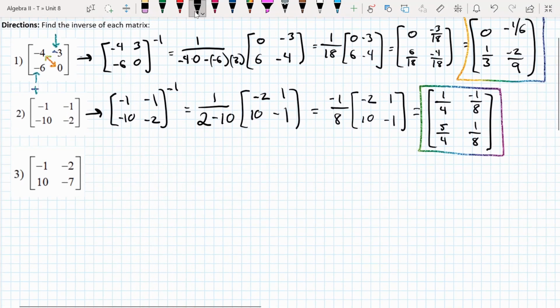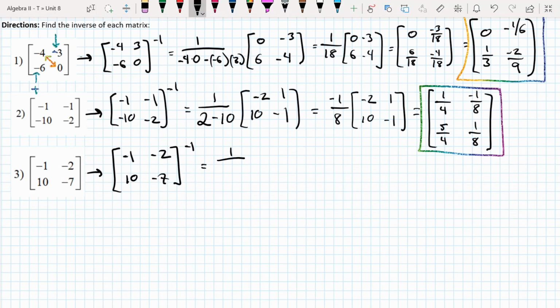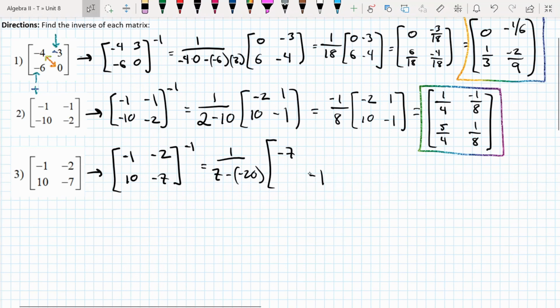All right, and let's wrap up the video by going through number 3. So the inverse of this is denoted by the following. We're going to do 1 over 7 minus negative 20. Multiply this by this matrix here, so negative 7, negative 1, and then negative 10, and positive 2. So 1 over 27 times this matrix here.